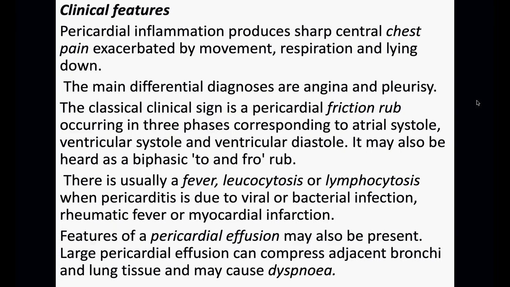The main differential diagnoses are angina and pleurisy, and the classical sign on auscultation of the heart is pericardial friction rub, occurring in three phases corresponding to atrial systole, ventricular systole and diastole. It may also be associated with fever, leukocytosis, lymphocytosis when pericarditis is due to viral or bacterial infection. Sometimes features of pericardial effusion may also be present. Large pericardial effusion can compress adjacent bronchi and lung tissue and may cause shortness of breath.